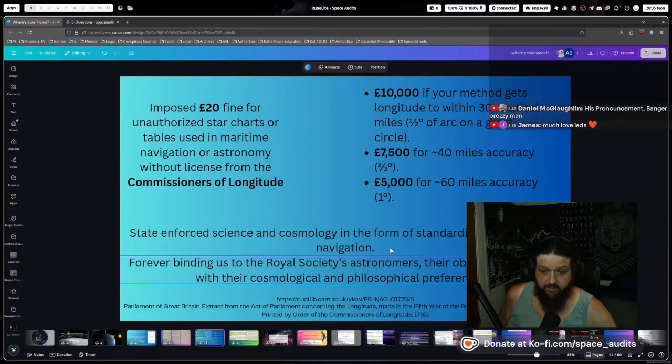Yeah, so if you could find the accuracy within half a degree, they would give you $10,000, which would be like millions of dollars back then.